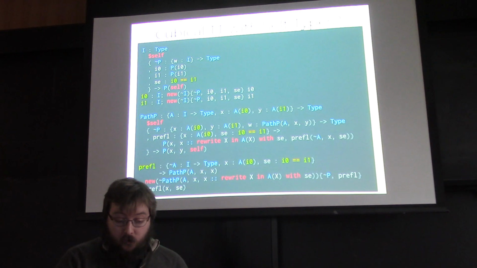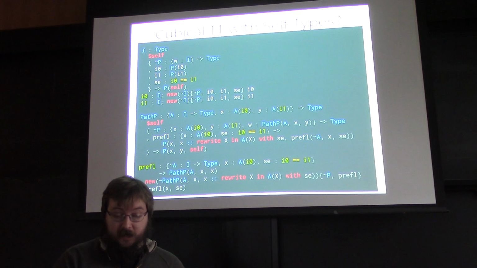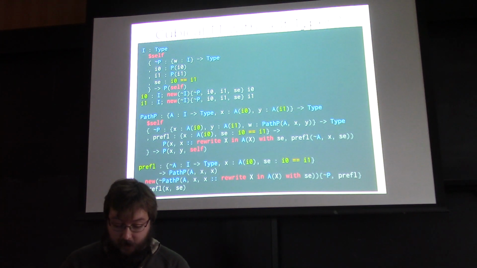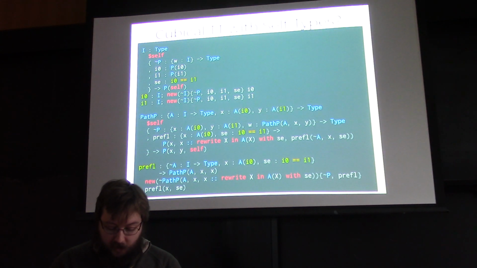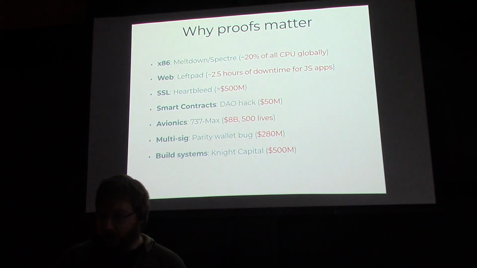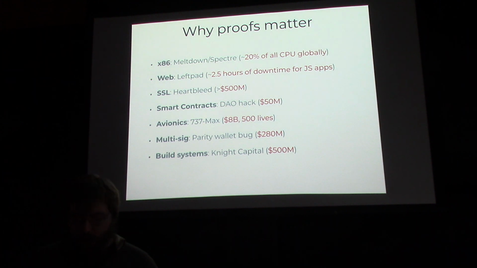If we could do that, we have a construction for an interval type and a path type that we think would be compatible with cubical type theory, so that's sort of the edge of where our theory is.